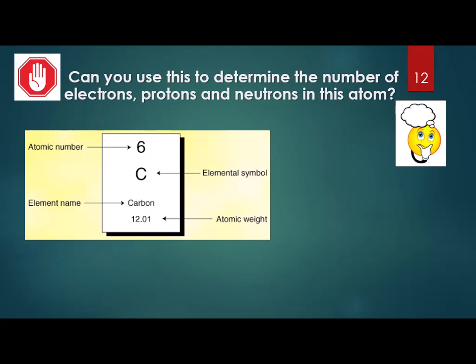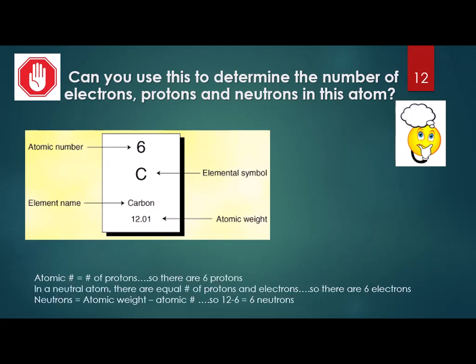Alright, so the number of protons in this would be 6. In a neutral atom, there's also going to be 6 electrons. And to figure out the number of neutrons, you take the atomic weight, 12, round it to the nearest whole number, and subtract the atomic number, 6. So 12 minus 6 would be 6 neutrons.